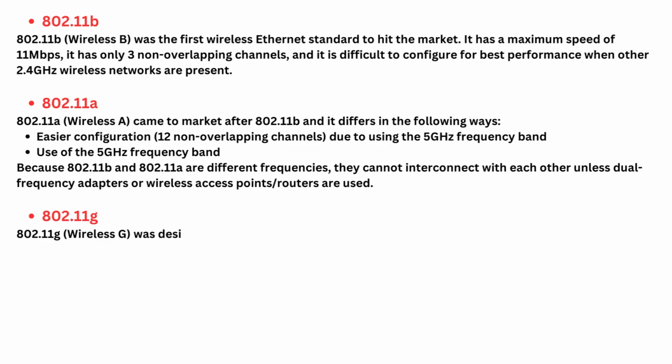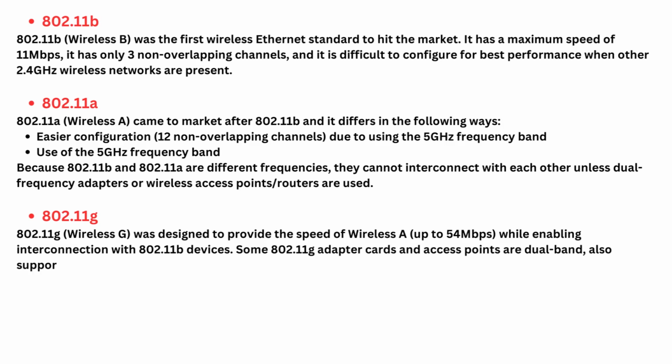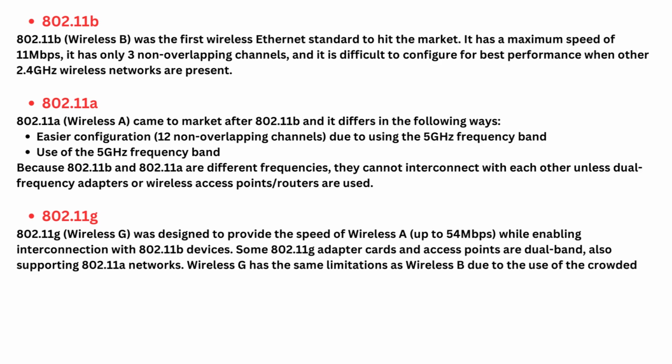802.11g. 802.11g, Wireless G, was designed to provide the speed of Wireless A, up to 54 Mbps, while enabling interconnection with 802.11b devices. Some 802.11g adapter cards and access points are dual-band, also supporting 802.11a networks. Wireless G has the same limitations as Wireless B due to the use of the crowded 2.4 GHz frequency band.